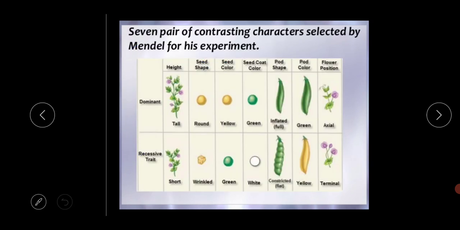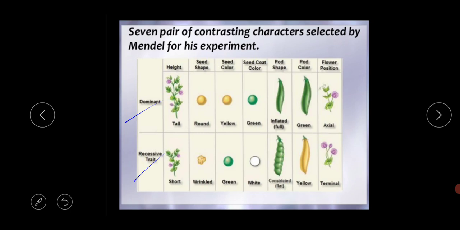Next thing is the 7 pairs of contrasting characters selected by Mendel for his experiment. I am repeating again, what is the main material of his experiment? He selected the garden pea as his experimental material. Why? There are some reasons. Because pea plants are readily available. The experimental material should be easily available on a large scale and have bisexual characteristics. So two things he discovered, the dominant and the recessive trait.